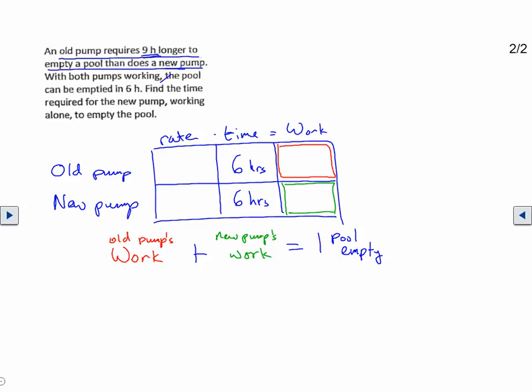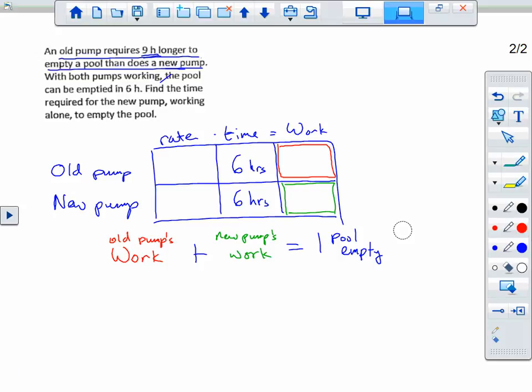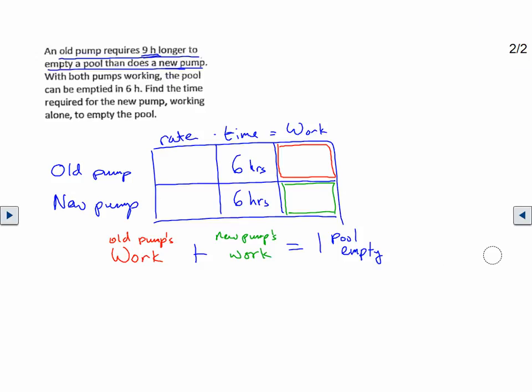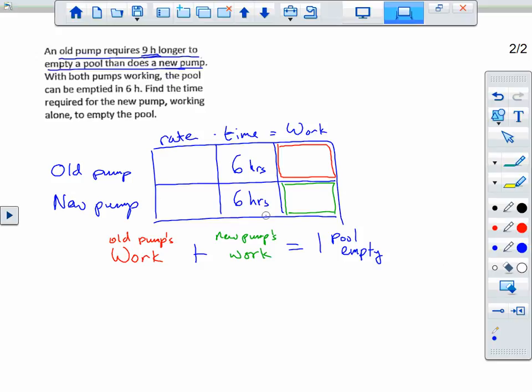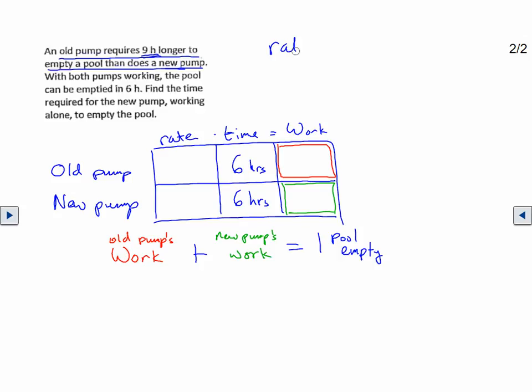The old pump requires 9 hours longer to empty a pool than a new pump. So I need to try and use this information to fill up the rate chart. Well, what do I know? I know that my rate, the rate of either one of these pumps, is equal to the amount of work they do divided by the time it takes them.